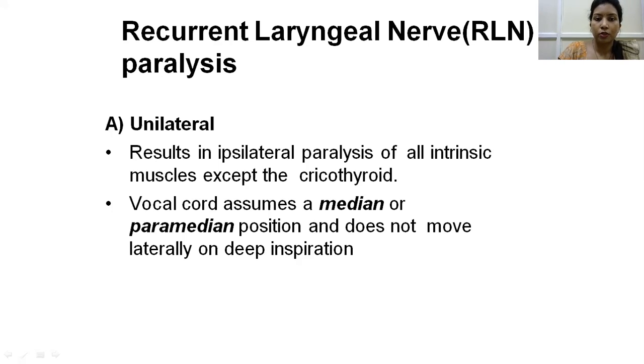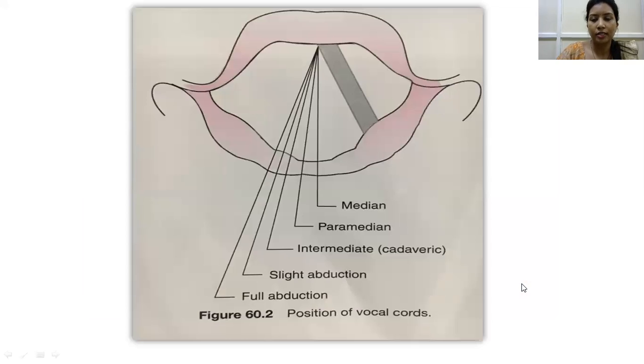So these are the positions of the vocal cords. There is a median position, nothing but the vocal cord in the midline. So this picture has been given to just show you that they are describing one vocal cord and this is the other one. This is just for descriptive purposes. So both the vocal cords would be in median positions when you're trying to speak or when you're trying to cough. Both the vocal cords have to seal the larynx to create that intrathoracic pressure to cough.